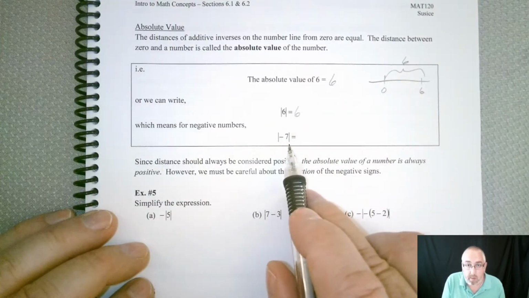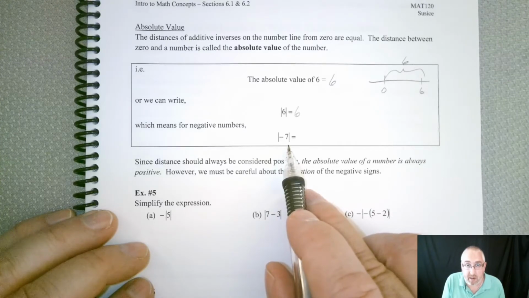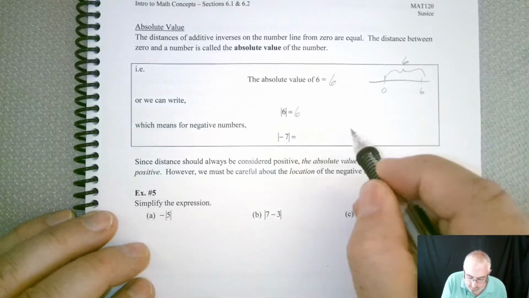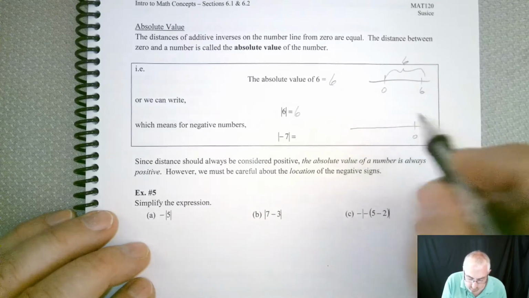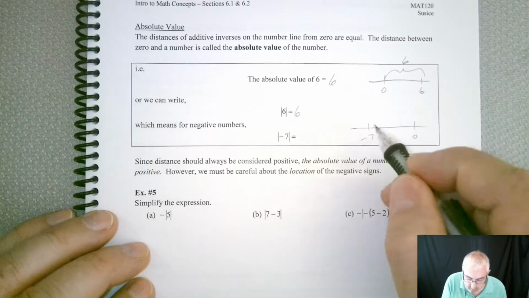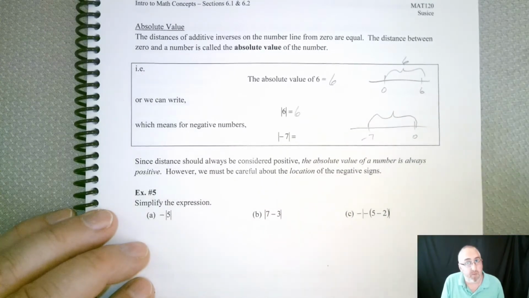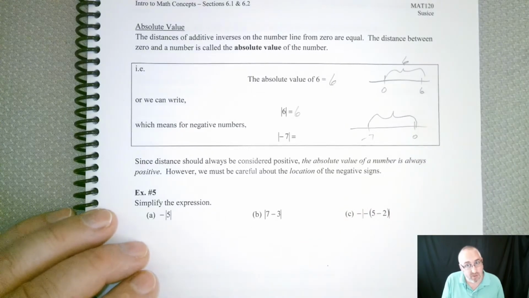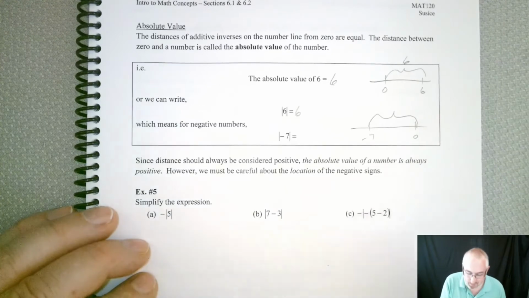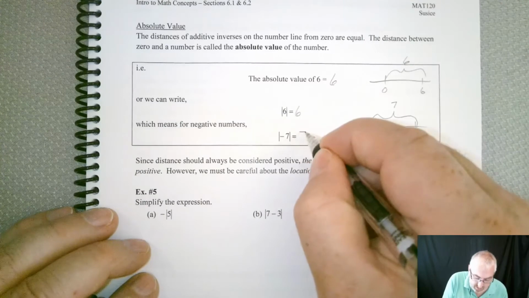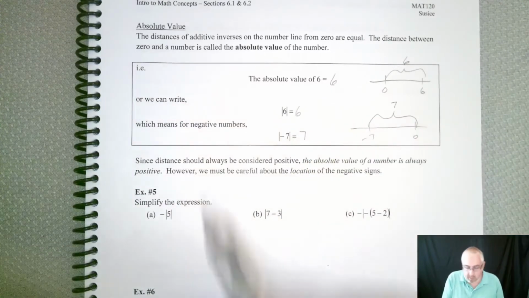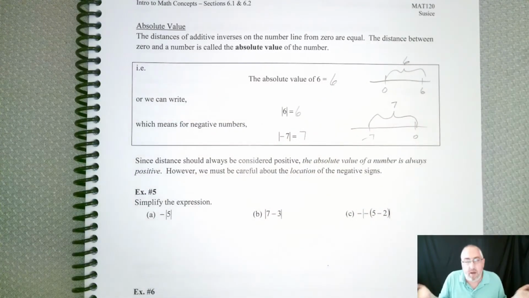But what about this one? The absolute value of negative 7. So now, if we draw it again, 0, negative 7. How far apart are those? Now, hopefully you're not saying negative 7 because we're talking about distance. Distance better be positive. If you can travel a negative distance, then you've got something special going on. So, no, it's going to have to be a positive 7 because it's distance. So this is 7.